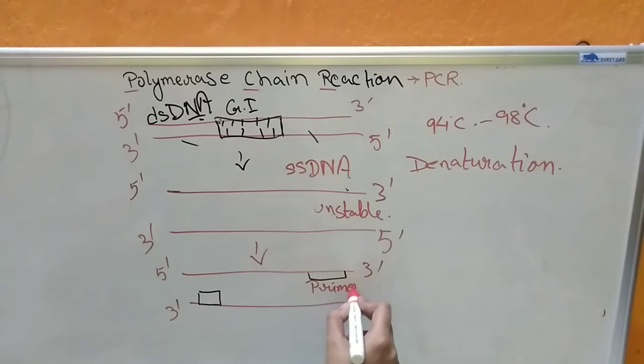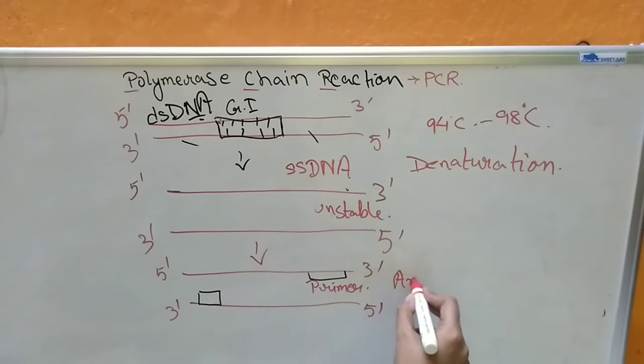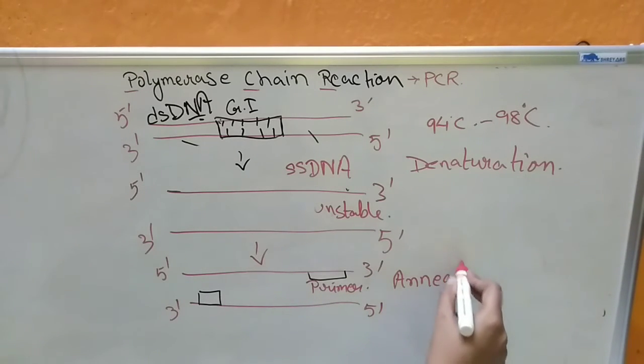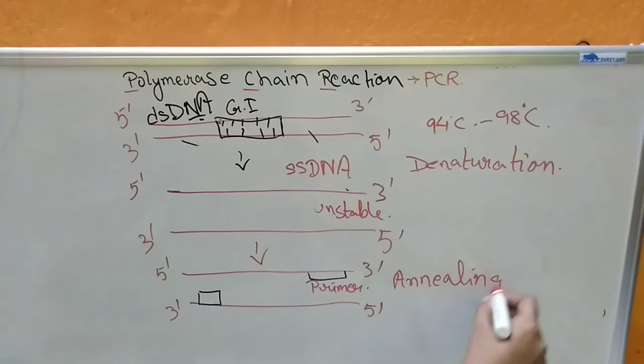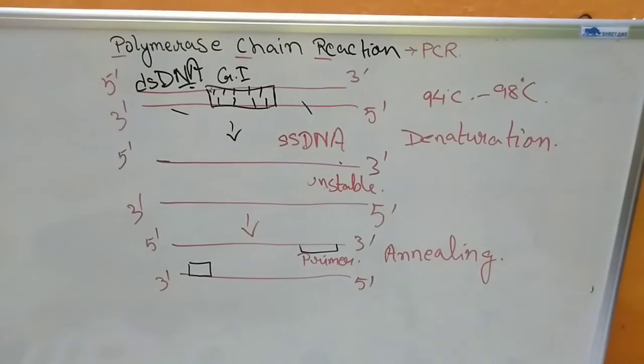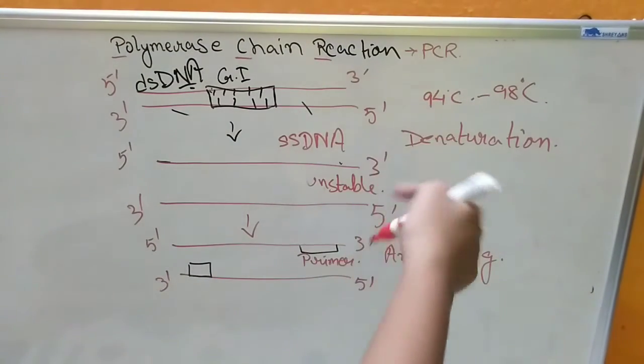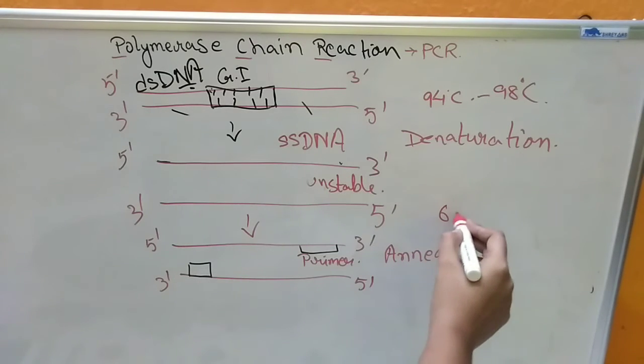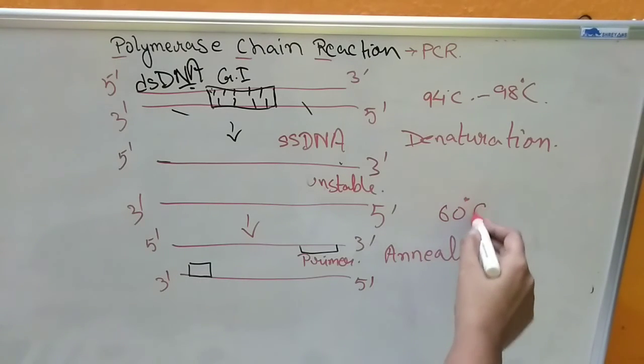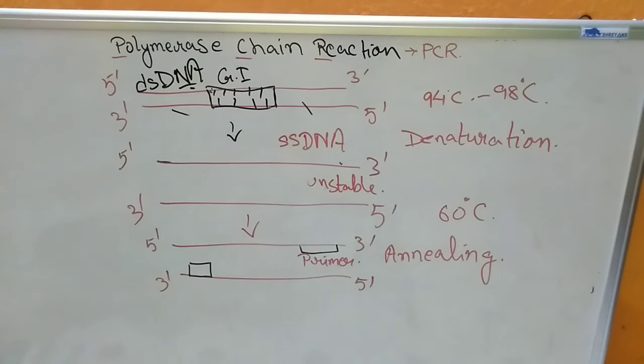Now the second step is known as annealing. Annealing means the addition of the primers. Here in the second step the temperature is reduced to 60 degrees centigrade. At this temperature the primers will be attached to both of the single strands.